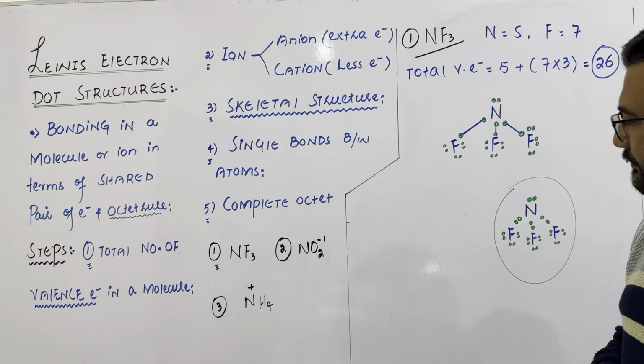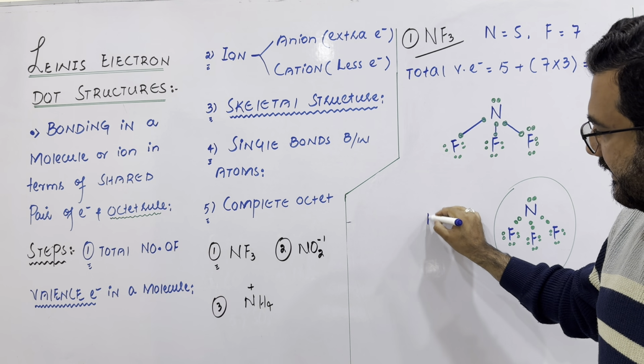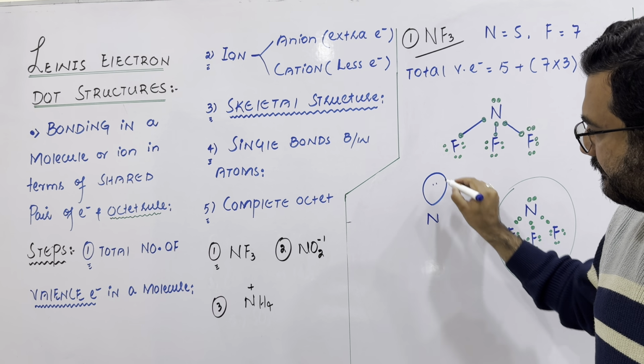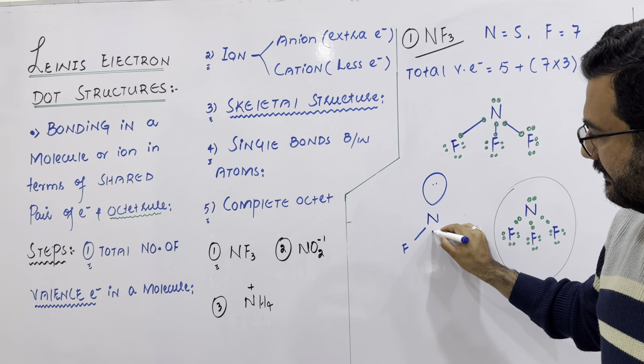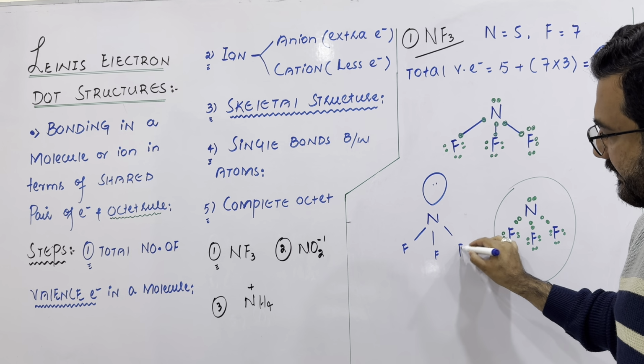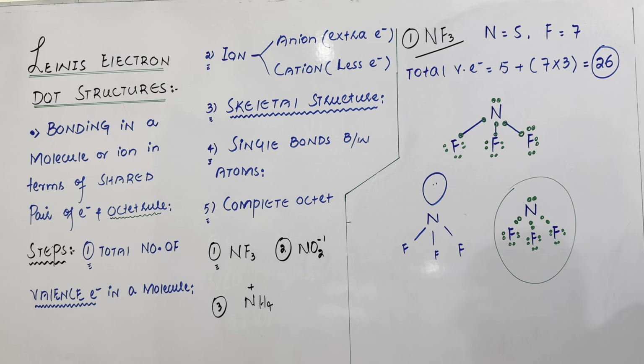Its geometry should be something like this: nitrogen has one lone pair and it has bonds with three fluorine. So overall electronic geometry will be tetrahedral. That is about NF3. Now let us look into the second example.